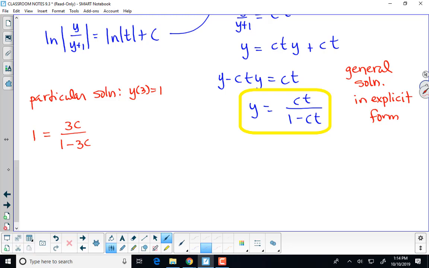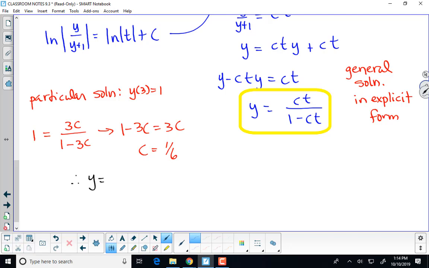And so now we have to solve for c, figure out what c is. We're going to multiply. We have 1 minus 3c equals 3c. So 6c equals 1, so c is equal to 1 over 6. Therefore, our particular solution is y equals, we're going to replace this c with 1 over 6 in both places.